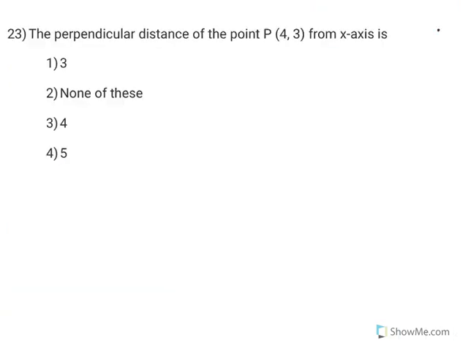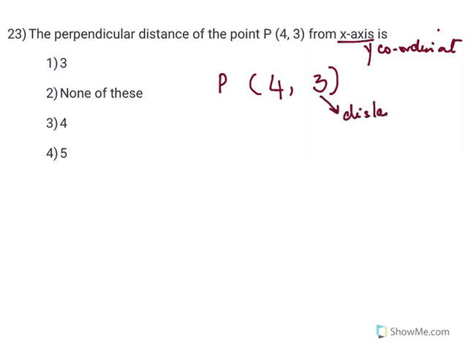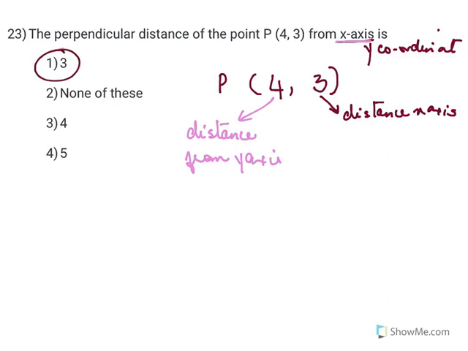The perpendicular distance of P, 4, 3 from the x-axis. Remember, the perpendicular distance from the x-axis is the y coordinate. So here the y coordinate is 3. So this is the distance from the x-axis, and the x coordinate is the distance from the y-axis. And here they are asking the perpendicular distance from the x-axis, which will be 3.